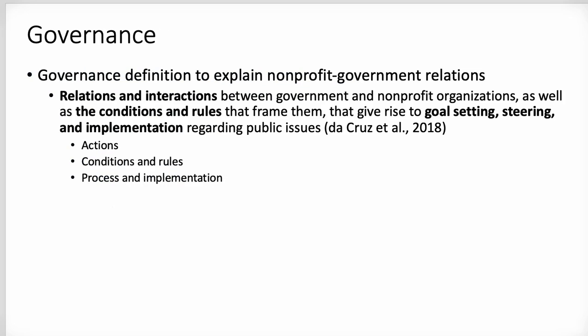So, starting with the definition of governance, it is used to explain the relationship between nonprofits and governments. In other words, it is a relation and interaction between government and nonprofit organizations, as well as the conditions and rules that frame them, which give rise to goal setting, steering, and implementation regarding public issues.